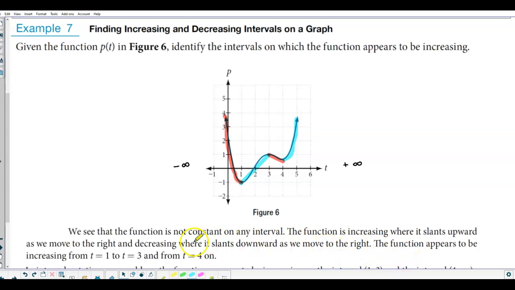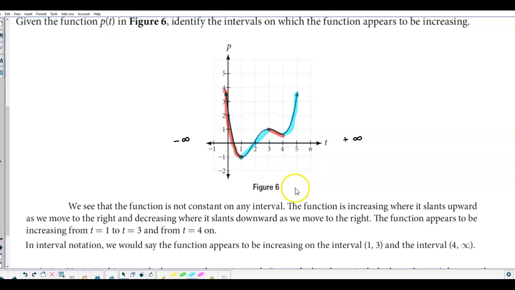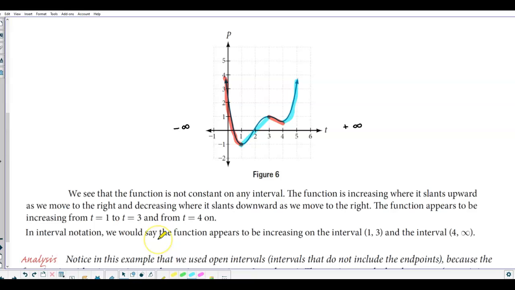Now the function appears to be increasing from t equals 1 to t equals 3, and from t equals 4 and on. So in interval notation, we would say that the function appears to be increasing on the intervals (1, 3) and on the interval (4, infinity).